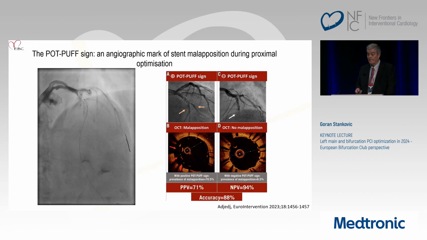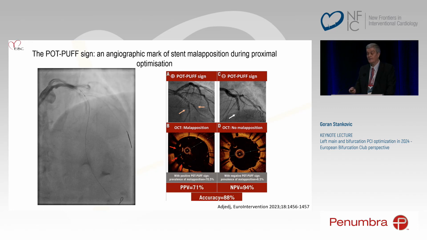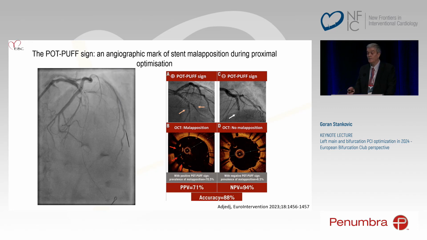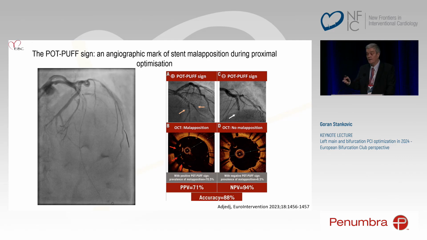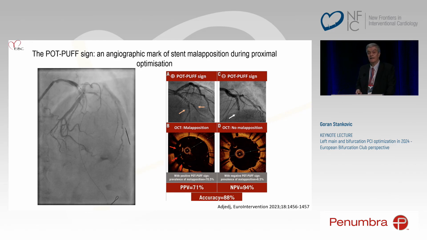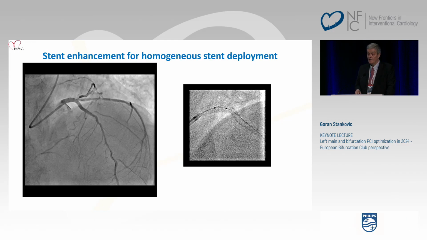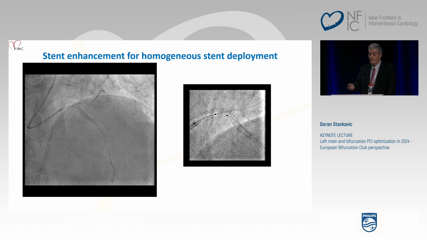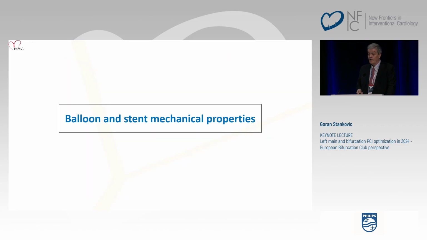Stent position, very nice and very simple POT puff sign was again presented. So when you inflate balloon for POT, if you want to see that it's adequately sized, you inject just a few cc's of contrast, and you see if the POT balloon is adequately sized, you don't have distal flow. And you can also use in bifurcation stent enhancement software, so without dye you can see expansion of the stent.